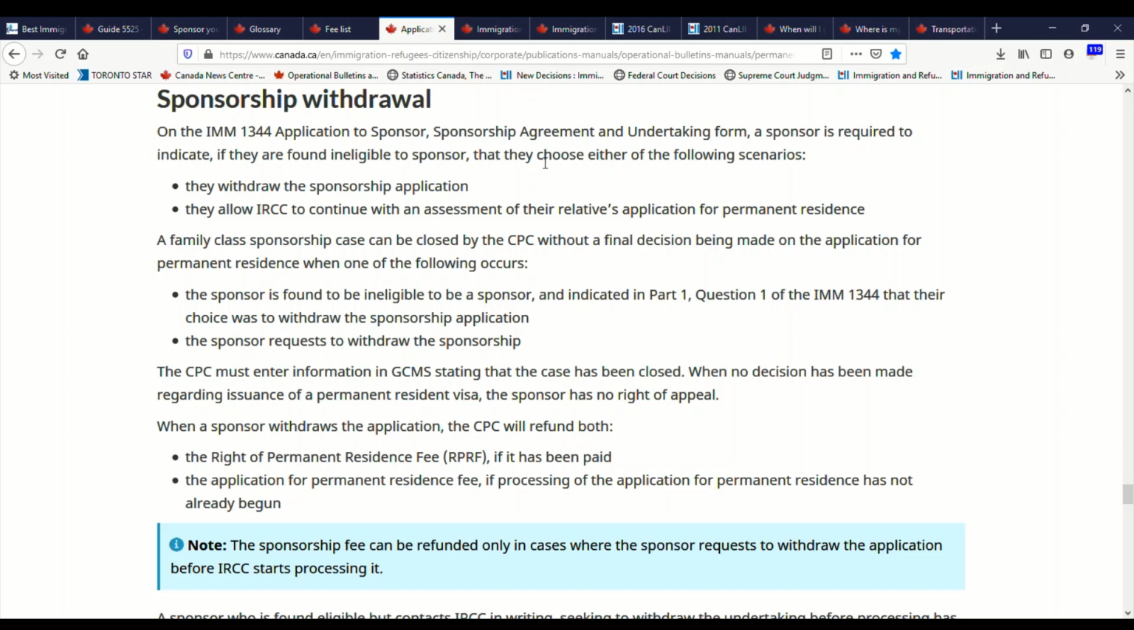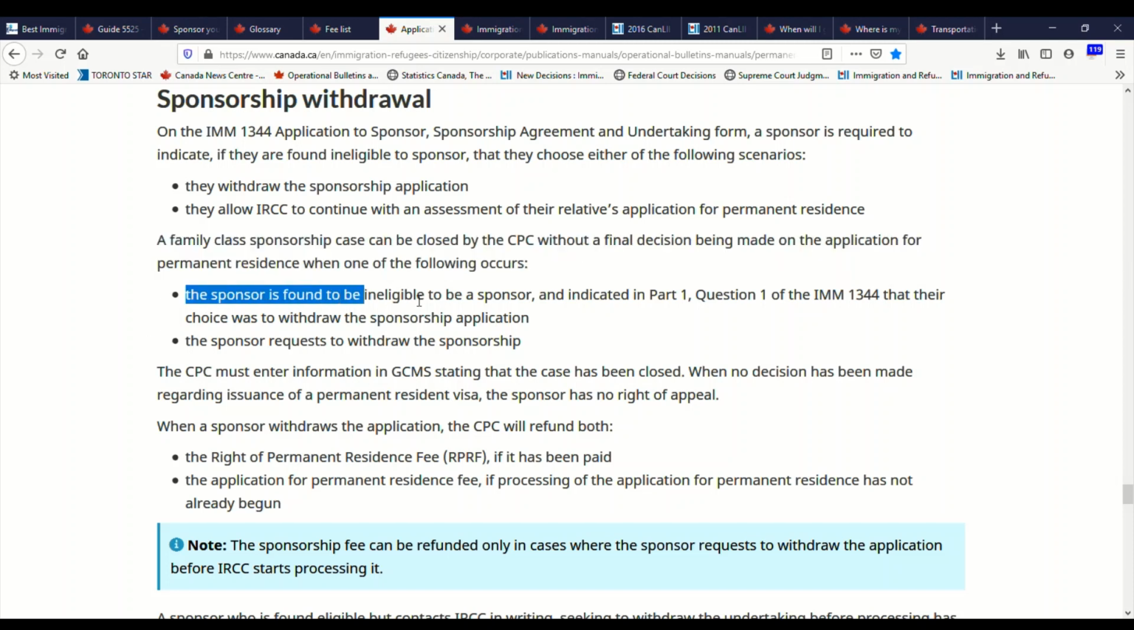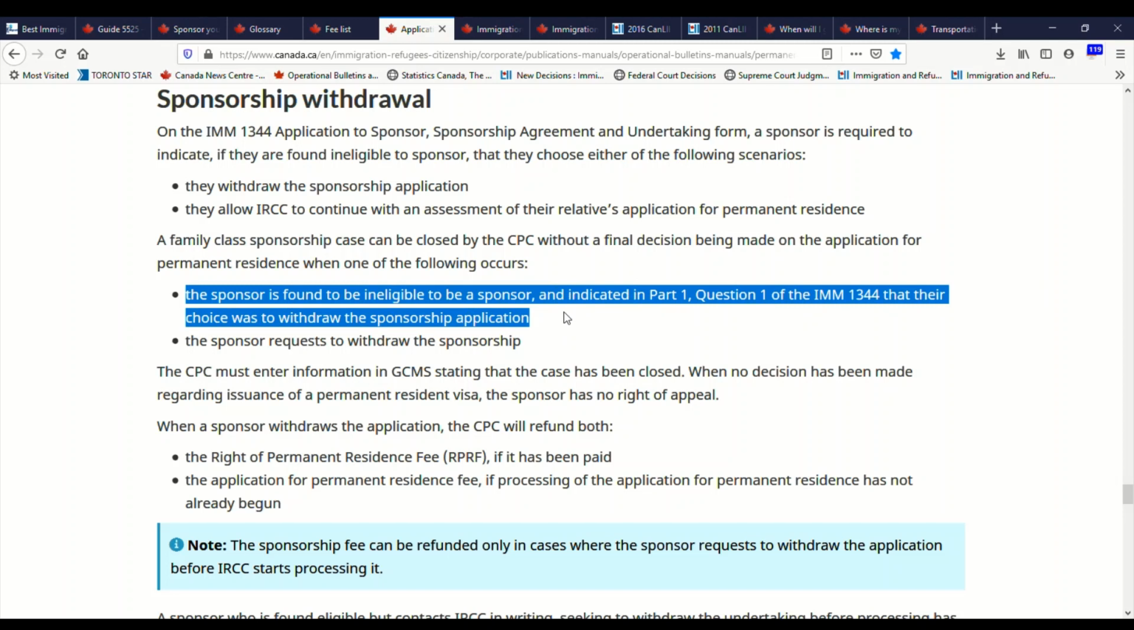So the sponsors have the choice, either to withdraw the sponsorship application or to allow IRCC to continue with the assessment. A family sponsorship case can be closed by the Case Processing Center without a final decision being made on the application for PR when one of the following occurs. We only care about the first option. The sponsor is found to be ineligible to be a sponsor and indicated in Part 1, Question 1 of the IMM 1344 that their choice was to withdraw.